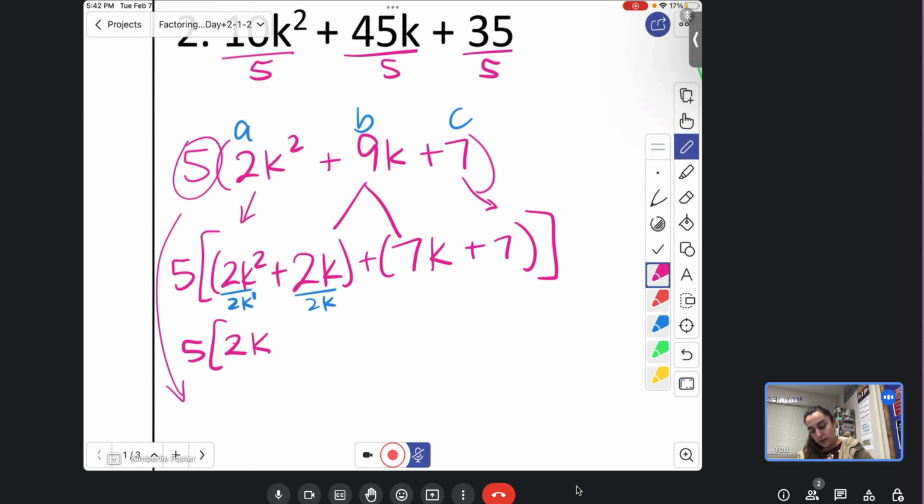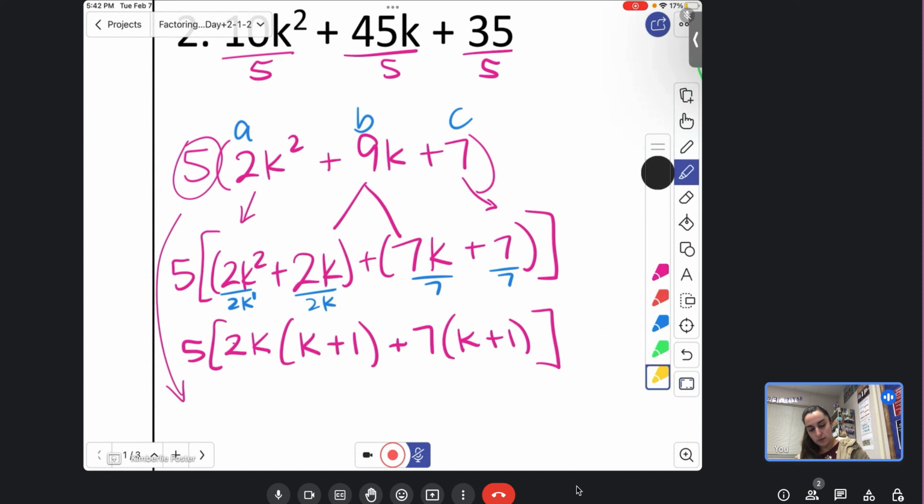All right, so if I divide out a 2k, on the first part, 2 divided by 2 is 1. k squared over k to the 1, remember we subtract. 2 minus 1 is just k. So I'm left with k. 2k over 2k, anything divided by itself is just 1. The next part, 7k plus 7. They both have a 7, right? So I'm going to factor out a 7. When I do that, I'm left with exactly what I need, k plus 1.